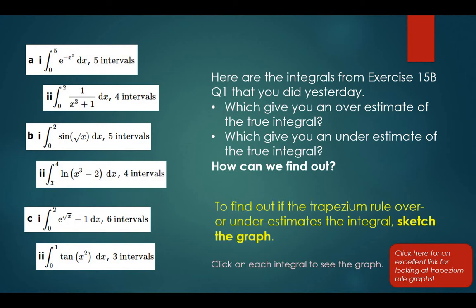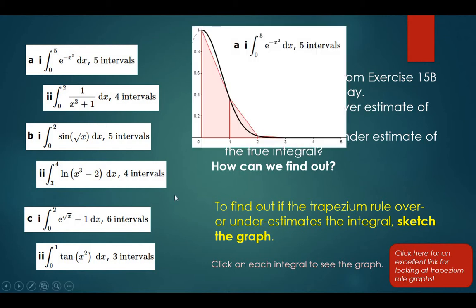To find out, we use the same strategy as we did with the rectangles. We simply sketch a graph. Let's have a look at these ones. So here we can see that our first trapezia lies below the curve, and so that would give us an underestimate of the integral, but the second lies above the curve and we don't know how much above and below, and so that means that we can't really tell what's going on with this graph. Part of the trapezium rule will give us an underestimate, but part of it will give us an overestimate, and that sometimes happens with the trapezium rule. It really depends on how the graph itself is curved.